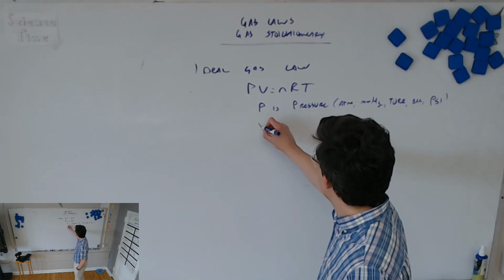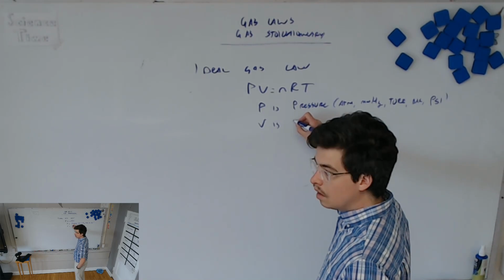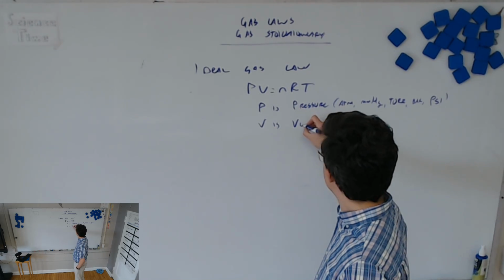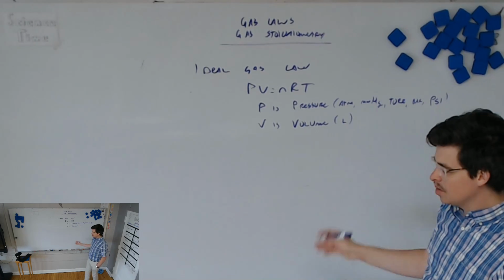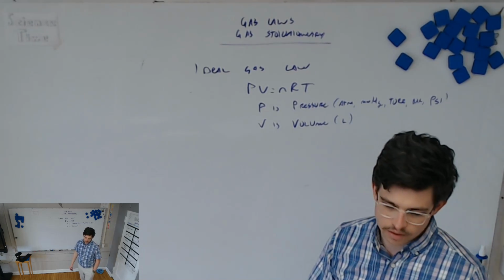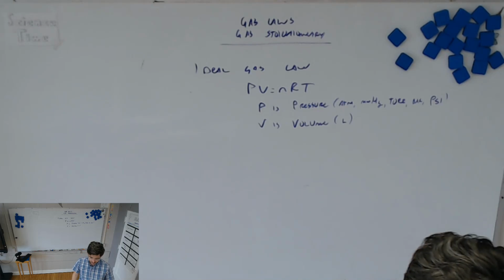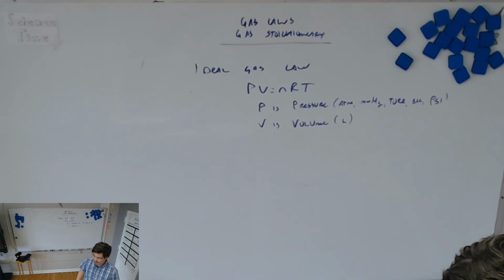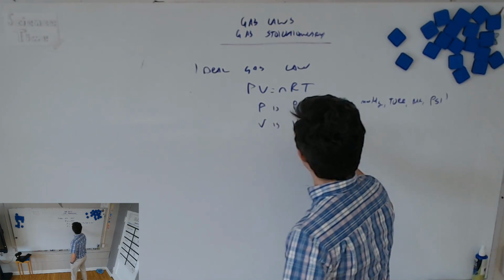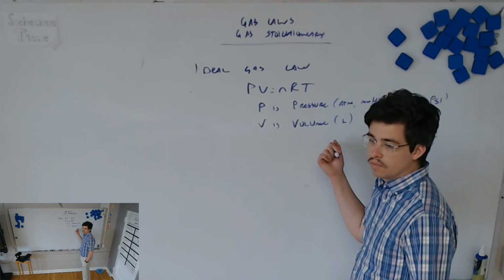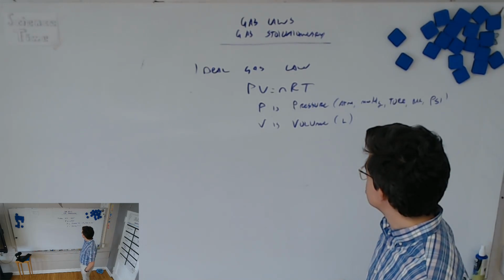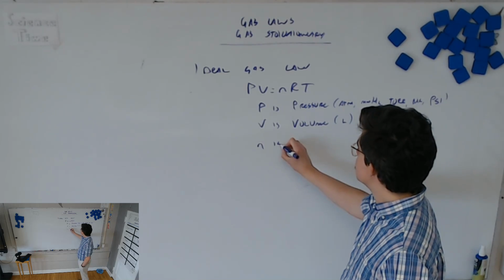V, capital V, is volume, usually measured in liters, but it could be other things. You might sometimes see it in cubic meters, or if you're trying to make me throw up, you might see it in gallons, but usually liters. Quite frequently, milliliters will be used too, but liters is standard.